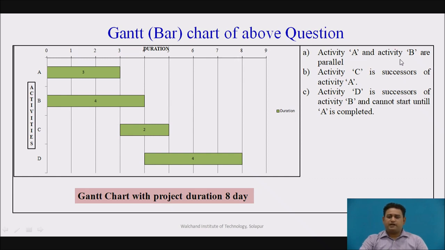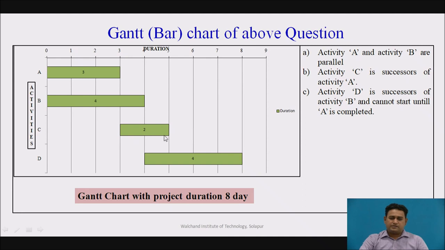Activity A and activity B are parallel activities which are going to start. As they are parallel activities, they are going to start simultaneously. Their durations are represented. Okay, activity A is going to complete at 3 and activity B is going to complete at 4. Activity C is a successor of activity A.